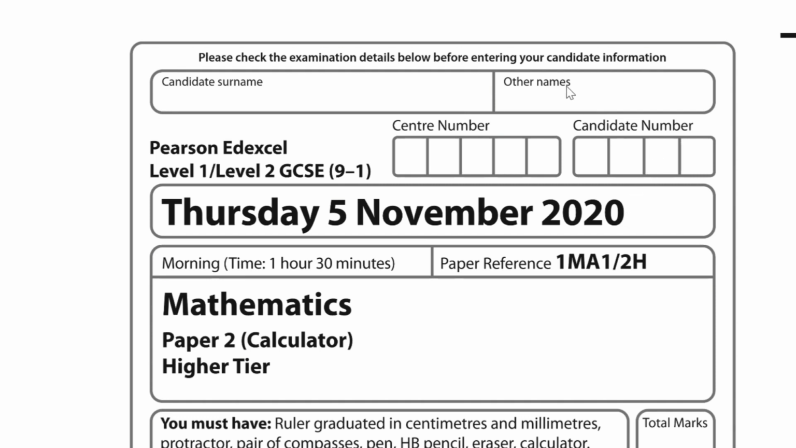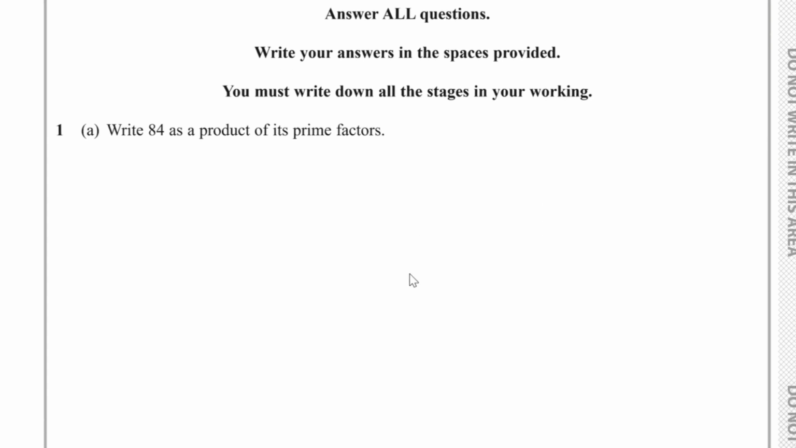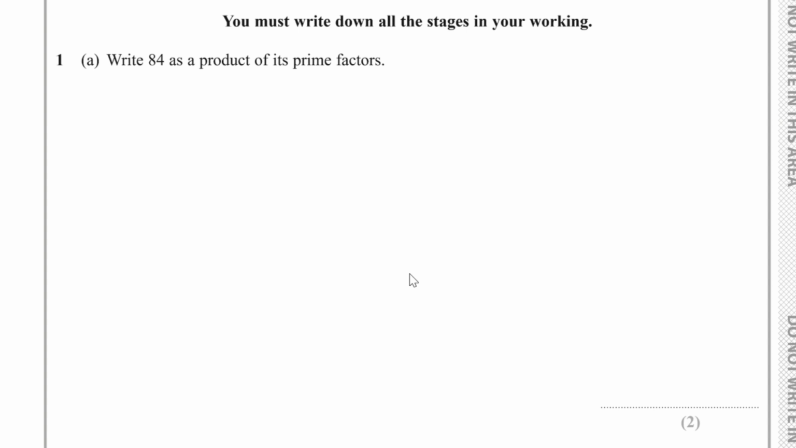This is the Edexcel GCSE 9-1 Maths Paper 2 from the November 2020 series, and this paper is a calculator paper from the higher tier. Question number 1. For part A, we have to write 84 as a product of its prime factors.